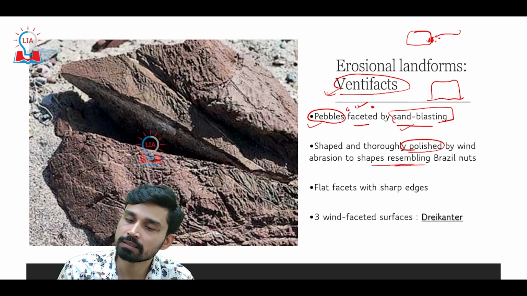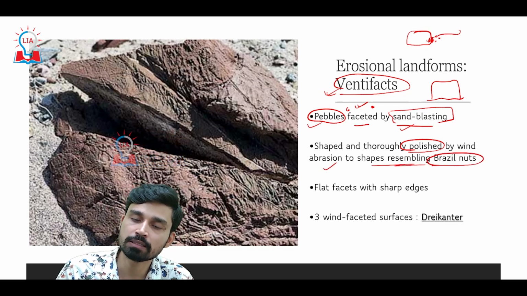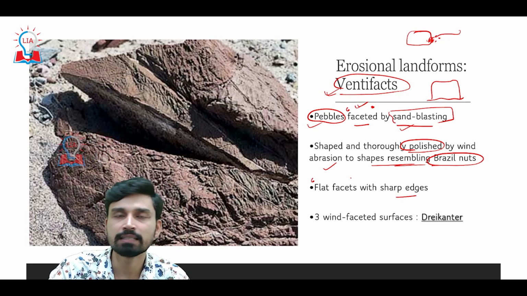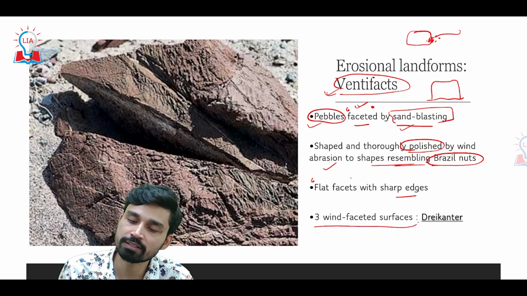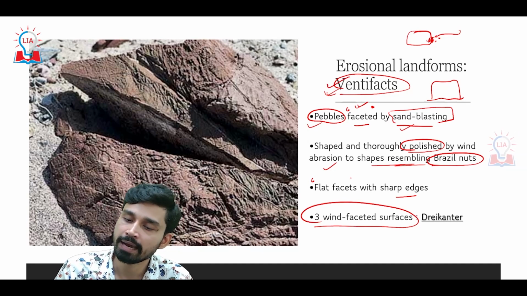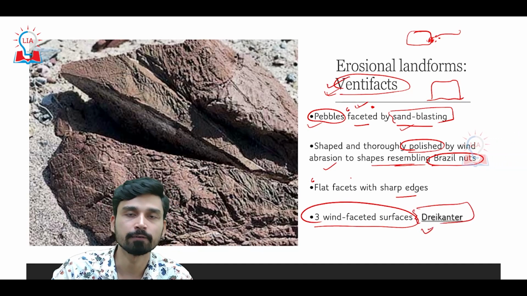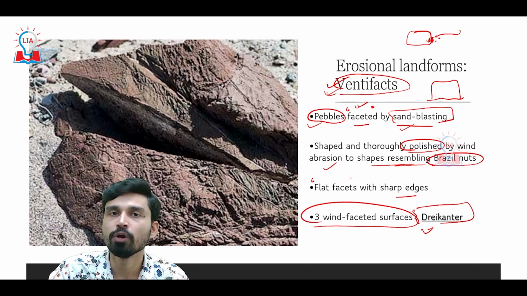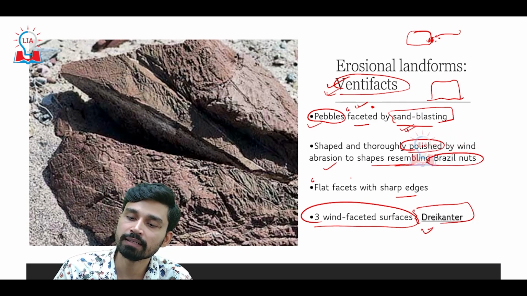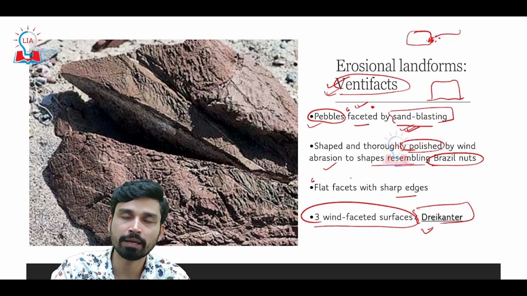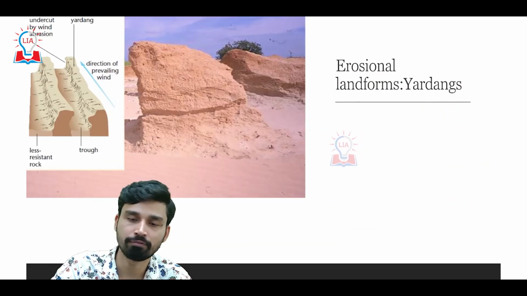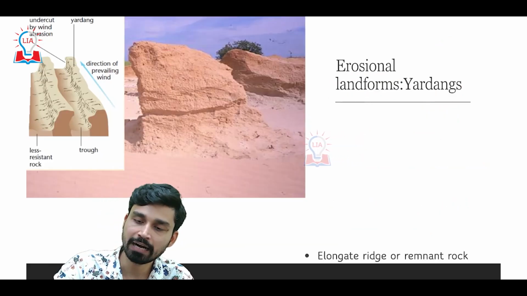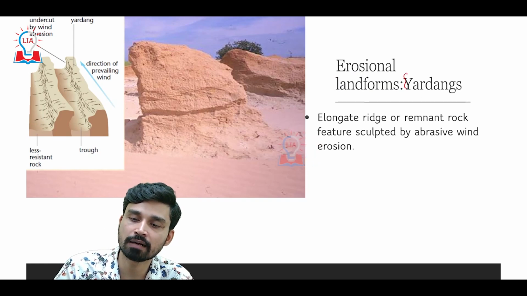They resemble Brazil nuts. The shape of these pebbles resembles Brazil nuts, and many times they have flat faces with sharp edges. Sometimes, instead of having two edges, if the wind is continuously changing its direction, we see three wind-faceted surfaces on such ventifacts, and in that case it is called a dreikanter. So in simple terms, ventifacts refer to pebbles that have been faceted by sand blasting. They have flat faces, sharp edges, and sometimes with three wind-faceted surfaces we have the development of a dreikanter rather than a ventifact. The second important landform that we see in desert areas is called yardangs.